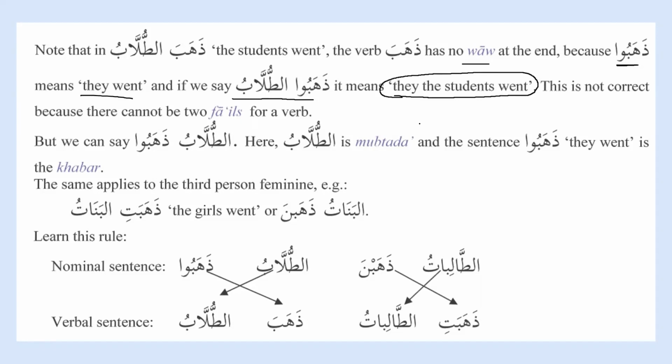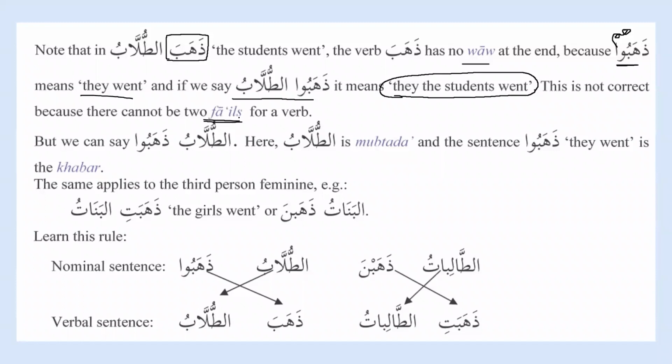So that's why this is not correct, because there cannot be two doers for a verb. Why? Because in dhahabu, there is an inbuilt doer, that means hum. And at-tullabu is also the doer. It's not possible to have two doers in one verbal sentence. That's why whenever you start a verbal sentence and the doer is apparent, the doer is outside, whether the doer is singular, dual or plural, we have to use the singular verb, that will be dhahaba. So that's the answer to your question, that we cannot use two doers together.